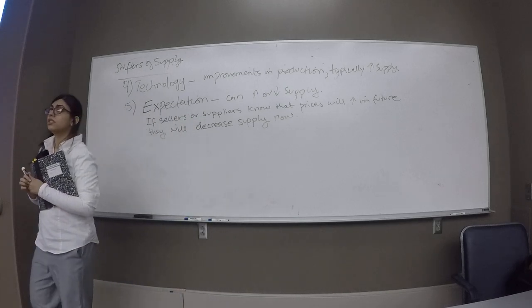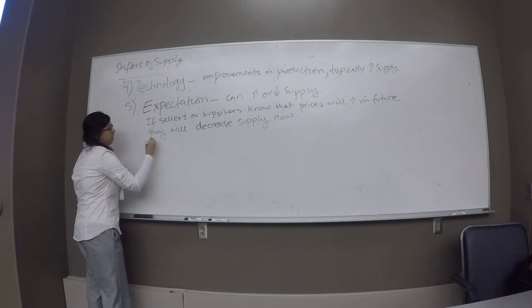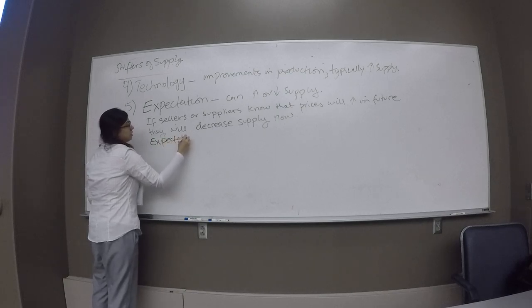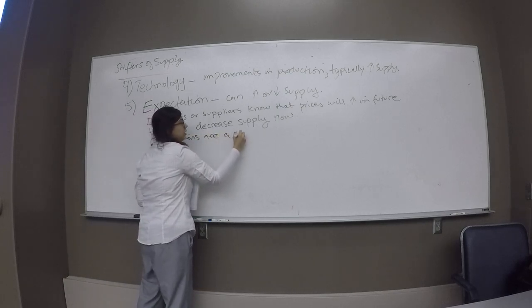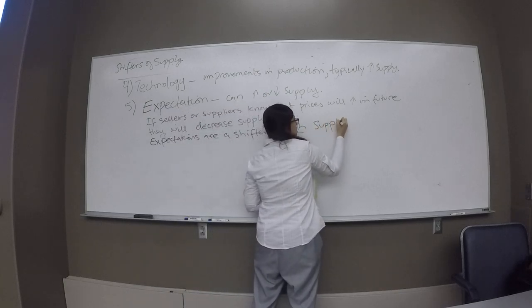So if the producers or the sellers are told that what you're selling today, tomorrow or in a few weeks, the price is gonna skyrocket, what's the producer gonna do? It's gonna wait for a few weeks. It's not gonna supply the product because they wanna make more money. So they're gonna wait until the price actually goes up, and then they're gonna wanna sell it. So expectation is actually a shifter of both supply and demand. Expectations are a shifter of both supply and demand.